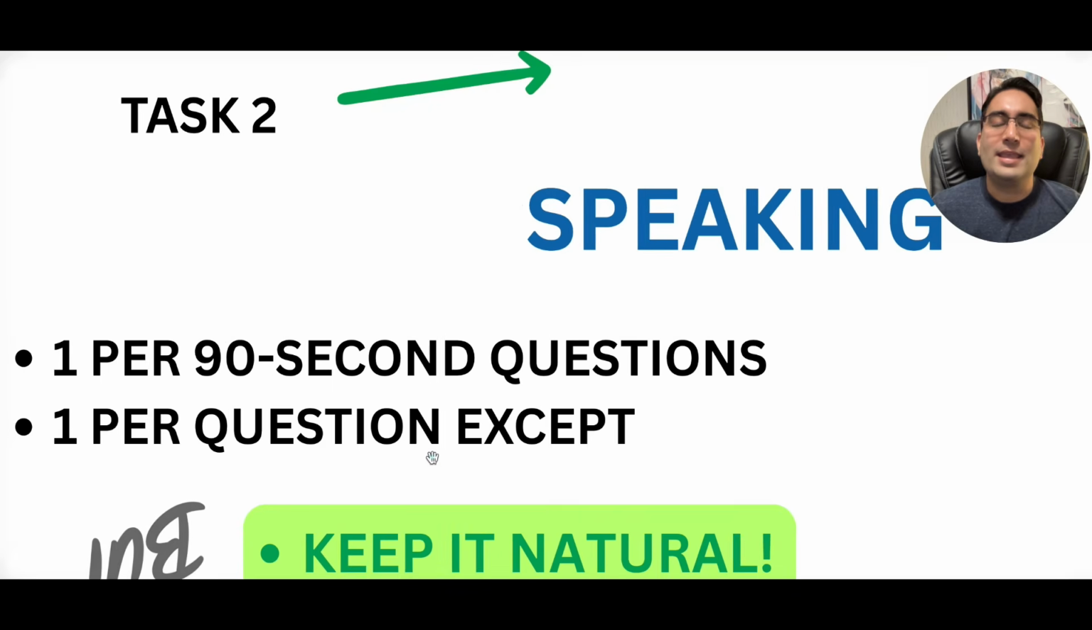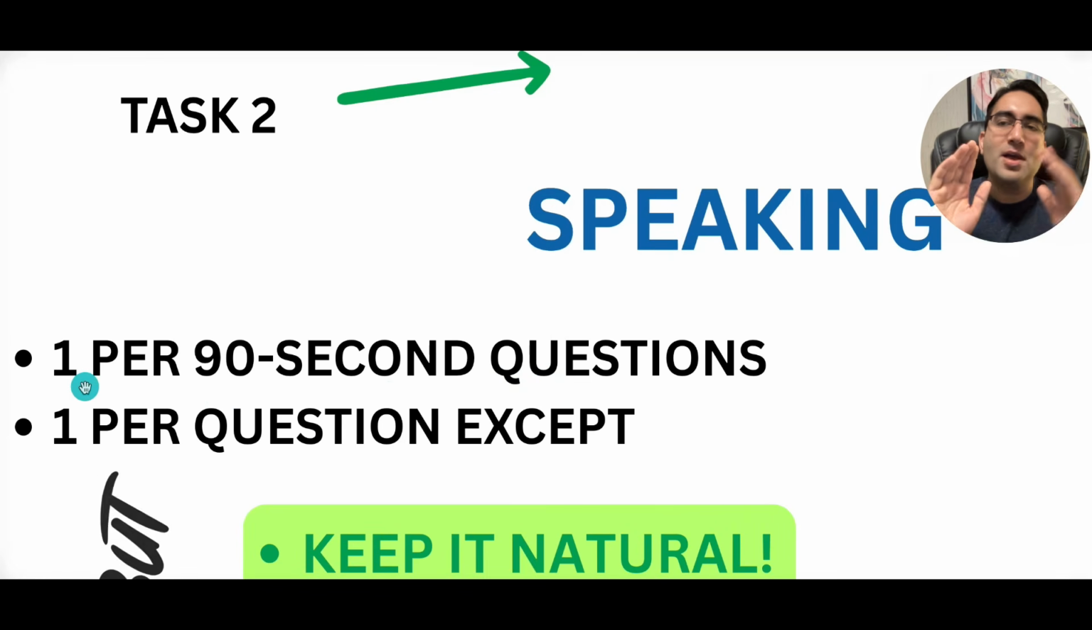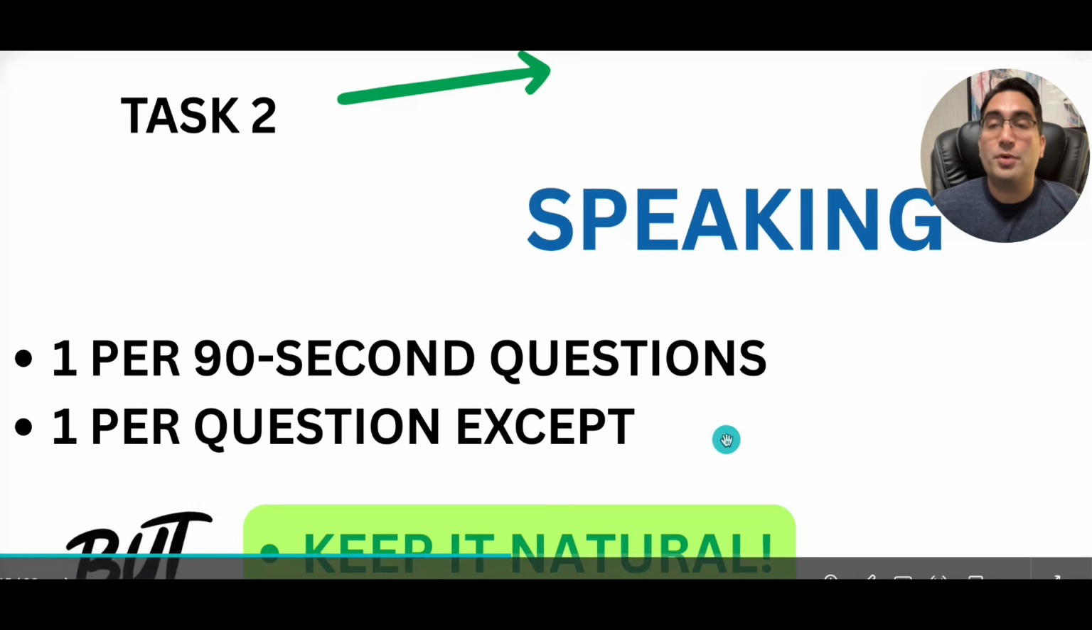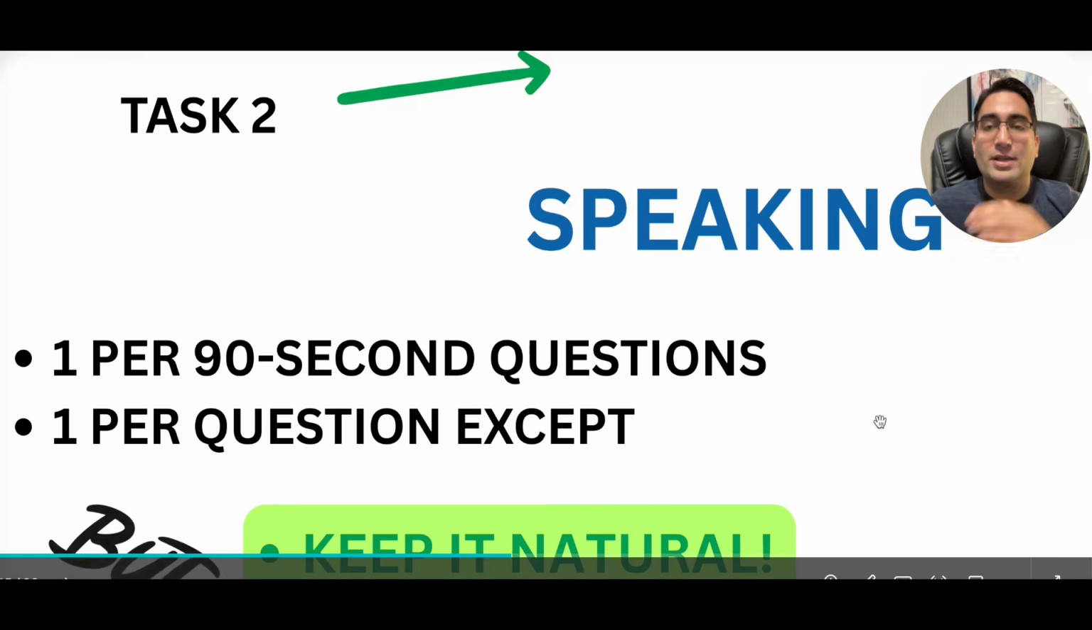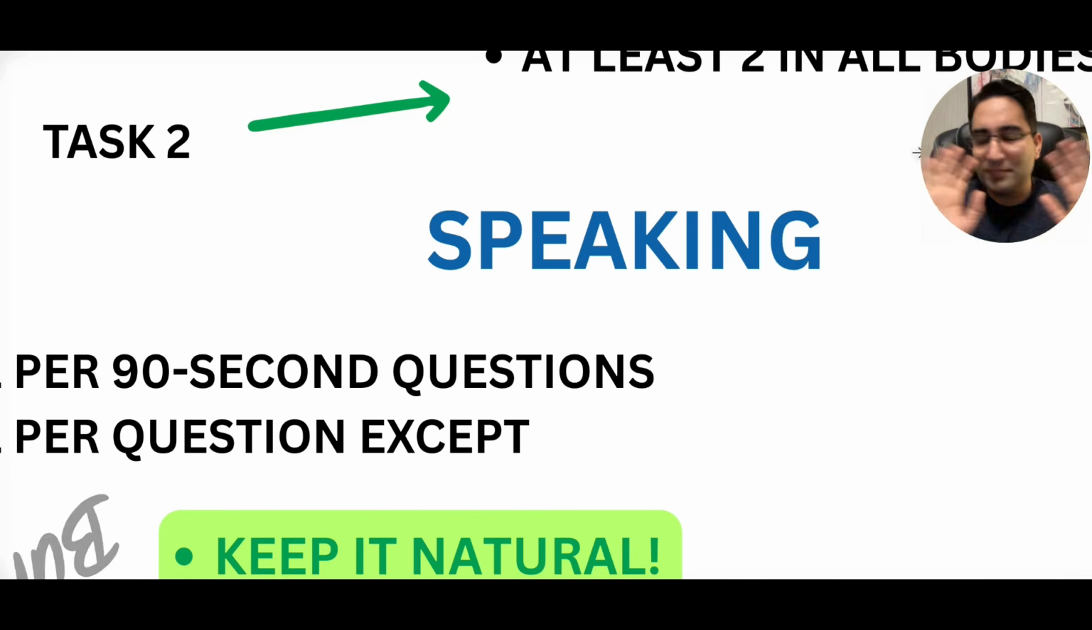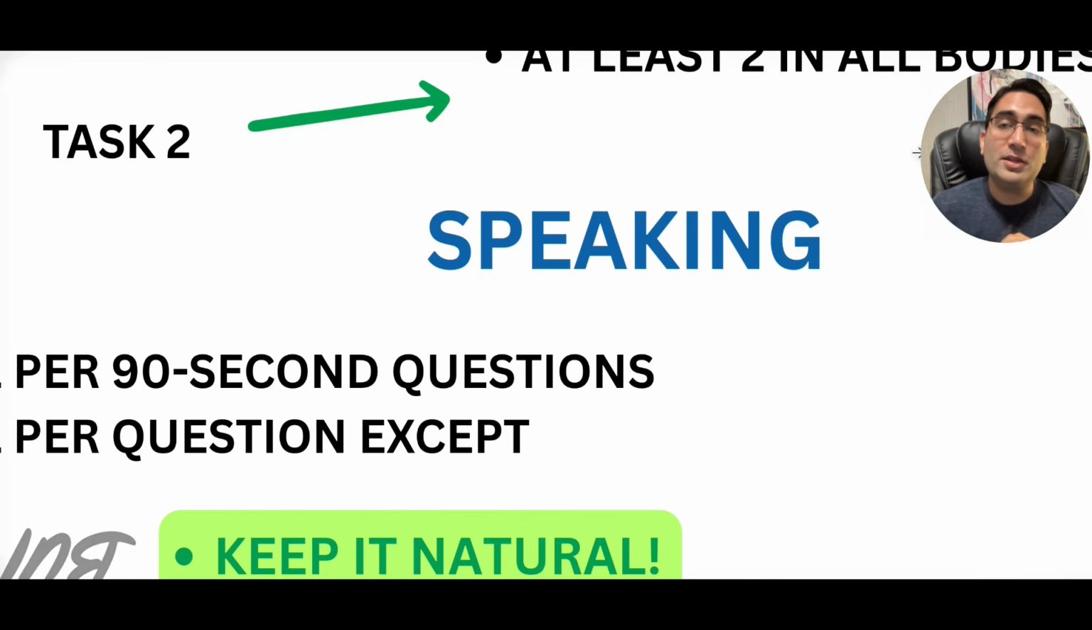When it comes to speaking, here you have 2 90-second questions. In those long ones, you should at least have 1 complex sentence per question. And in the other questions, you should have 1 per question. So basically in all the rest of the questions, try having 1. But remember, it's important to keep it natural. In the 90-second questions, you can definitely get 1 in. In all the other questions, if it is fitting in naturally, go for it. If not, don't force yourself.